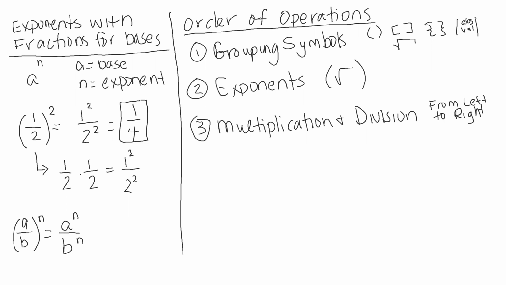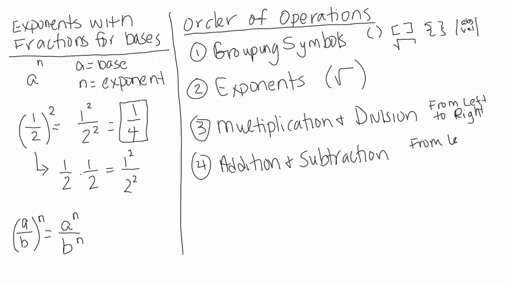So that doesn't mean do the multiplication and then do the division. Whichever one comes first, you do. So if in your problem multiplication comes first and then division comes second, multiplication first, then division. If the reverse is true, and in your problem division shows up first, you take care of the division first. Fourth step is addition and subtraction. And it's just like multiplication and division. We work from left to right.